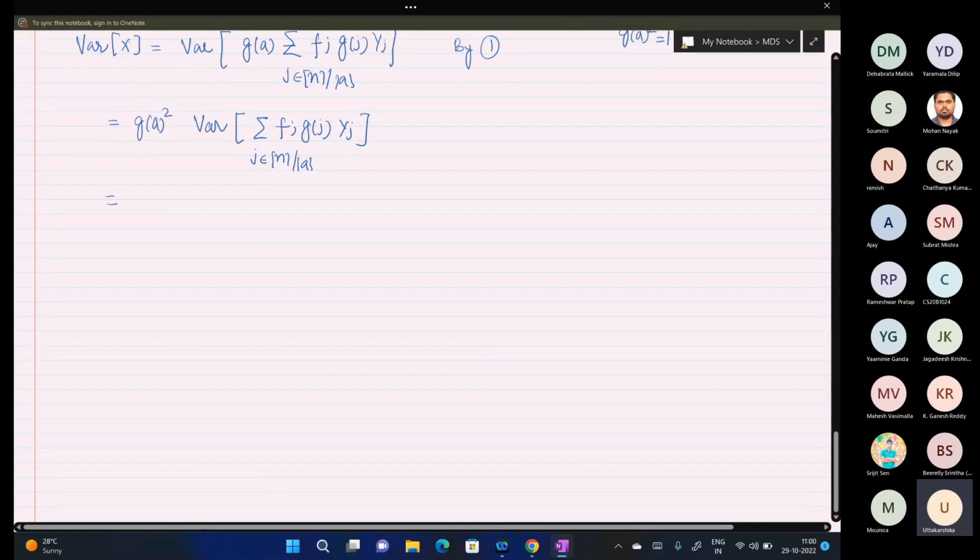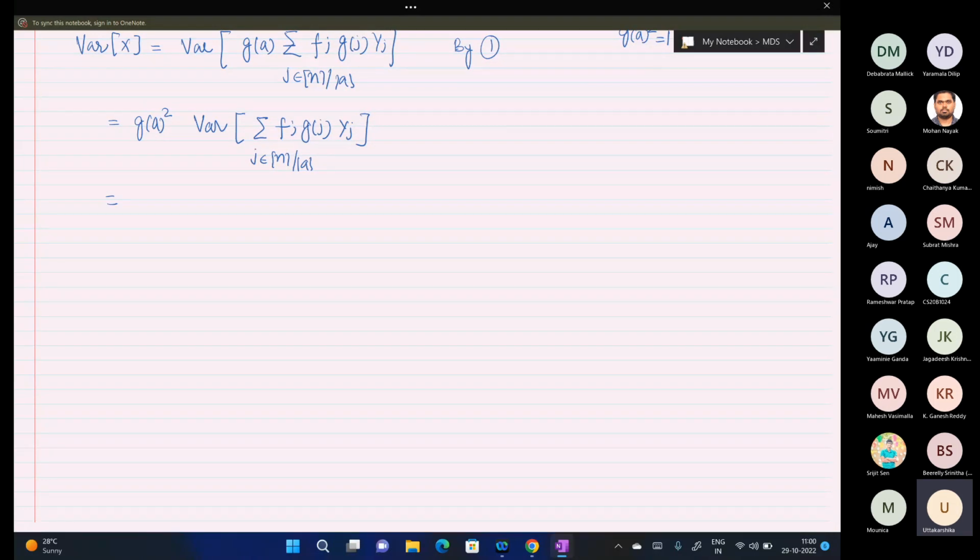Now the subsequent steps are somewhat calculations, but we'll do it just for the sake of completeness. So variance of X is what? Variance of X is E of X square minus E of X whole square. Okay, so this term is 1, and now we have E of Fj Gj Yj.